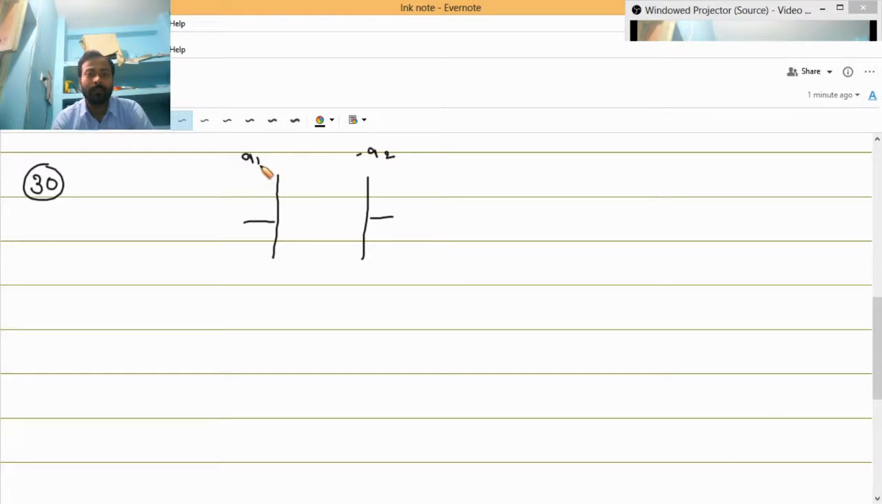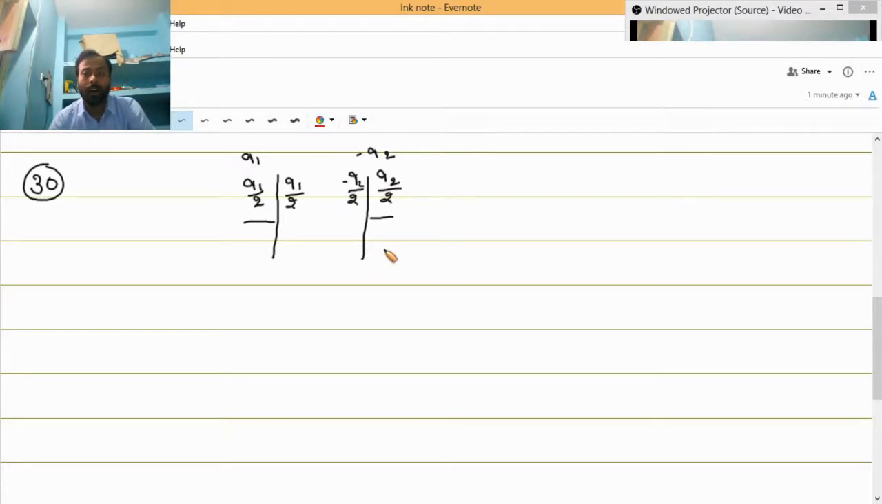Since the Q1 charge is given to the positive plate, a charge distribution will take place and both sides will have an equal amount of charge. Similarly here Q2 charge is given, so again a division of charge will take place, and Q2 by 2 will appear on both sides of the plate.